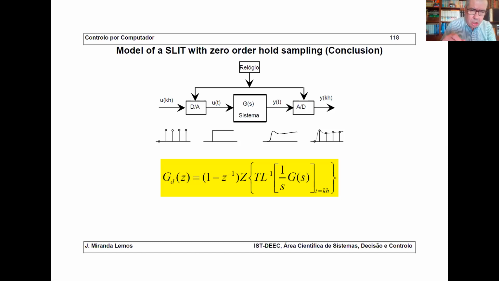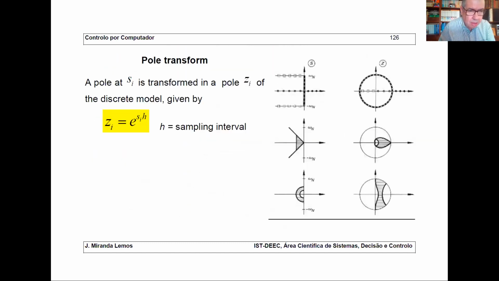So suppose that you have a pole. You know that the pole has a negative real part. That's right, Andre, you agree with me. That's my assumption. And where is the pole mapped? Let's look again at this formula. Suppose that you have a pole at -2. In discrete time, where is this pole going to be mapped? It's written here in yellow. It's e to the s h, where s is the pole. So s is -2, so the exponential of -2h. And h is positive because it's a sampling interval.